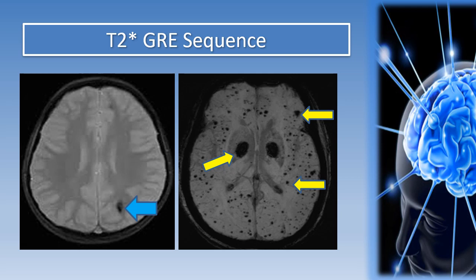This usually couldn't be detected with the conventional MRI sequences, T1, FLAIR or T2. This pattern can only be detected by T2 star gradient. So T2 star is an important sequence, especially in brain imaging.